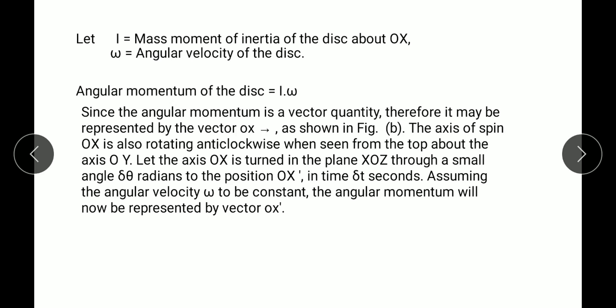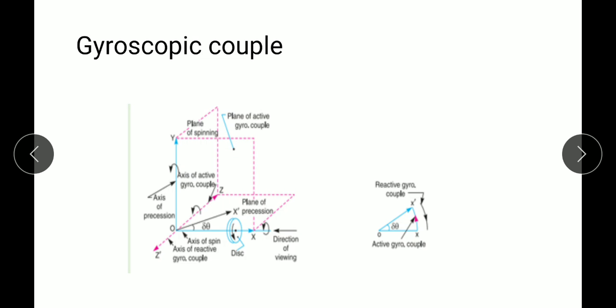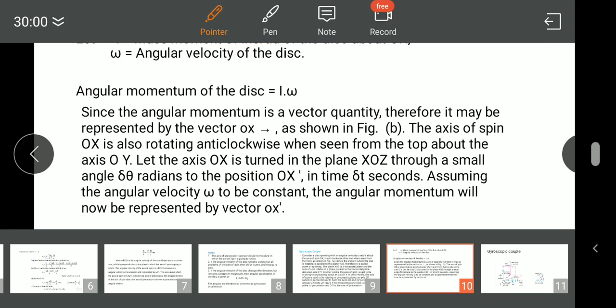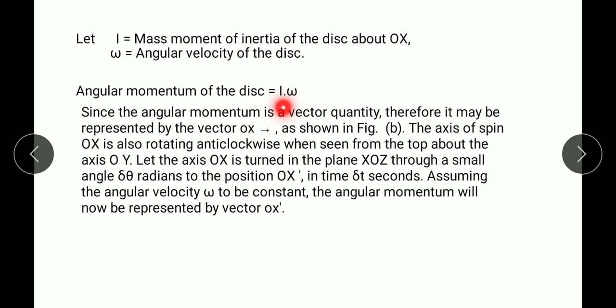Okay. So here we will see the small equation. First, consider I equal to the mass moment of inertia of the disk about OX. Next I will explain this diagram. Next, ω is the angular velocity. So the angular momentum of the disk equals I into ω, that is, moment of inertia into angular velocity. Since the angular momentum is a vector quantity, it may be represented by a vector OX, shown in figure B.